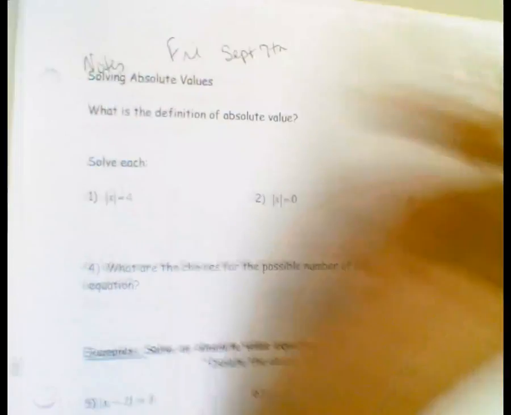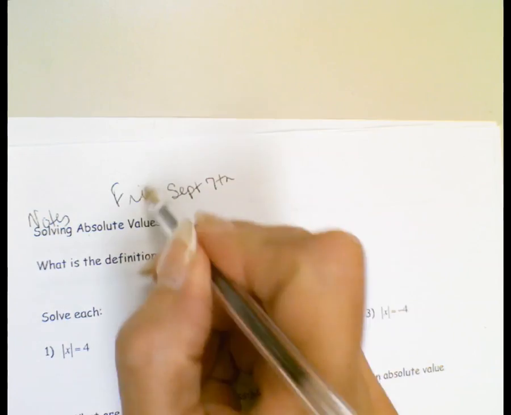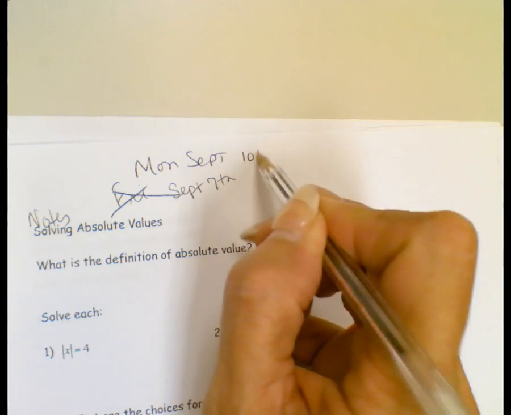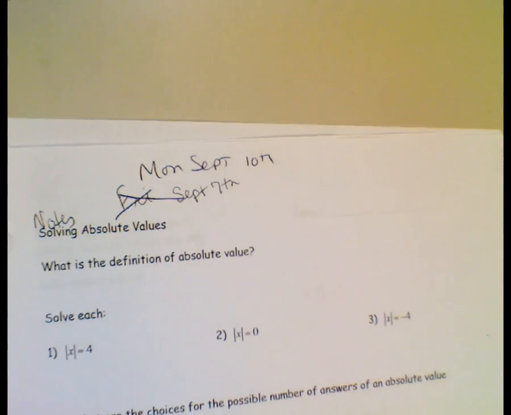All right, today is not Friday, September 7th, like this thing says. It is Monday, September 10th. There it is. So change that.